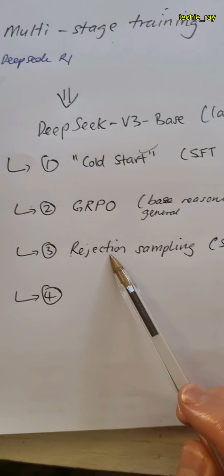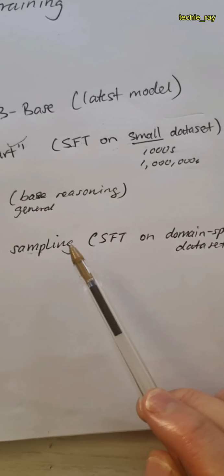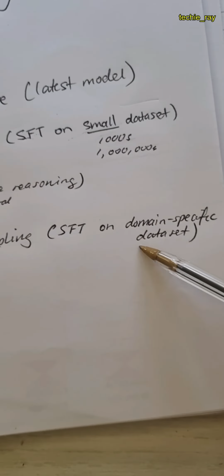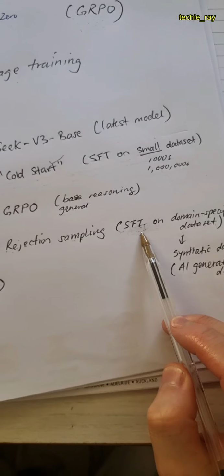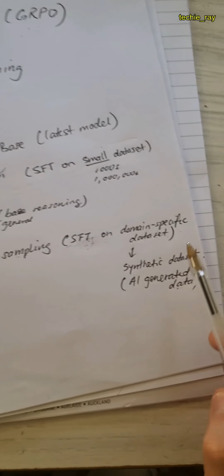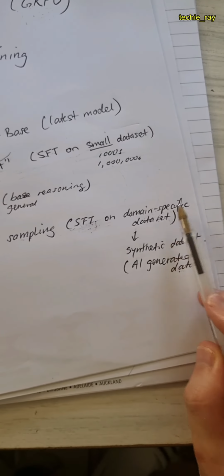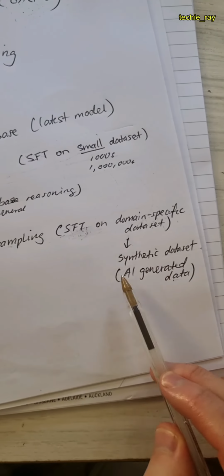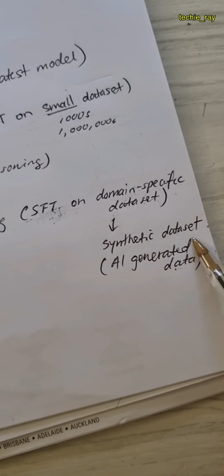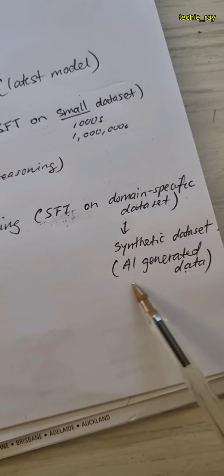Step 3 is called rejection sampling, which is a fancy term for SFT on a domain-specific dataset. So let's say we're talking about specific math problems, coding problems, language problems, medical science problems, etc. This round of SFT required more data than that in the cold start step. So to source this data, the DeepSeek team apparently used synthetic data or AI-generated data. Again, by market standard, they used a pretty small dataset here, and the fact that they used AI to generate the data also made it very cheap and easy to access.